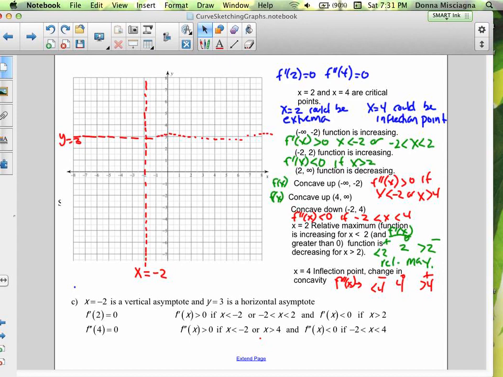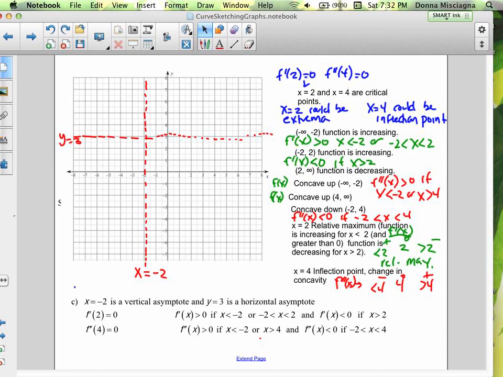All right, let's look at our information here. That's the only information we have about the function, and then we have information about the first derivative and the second derivative for us to interpret. So f of 2 equals 0. That means that x equals 2 is a possible extrema. So x equals 2 is a critical point for the first derivative. It could be an extrema. We have to check the sign chart. Is it increasing and then decreasing, or decreasing and then increasing? Is there a change there?